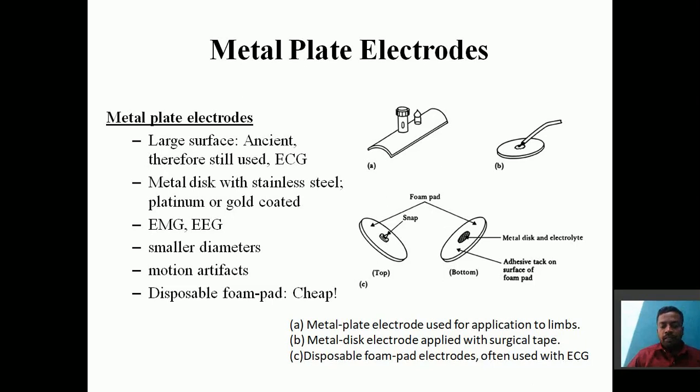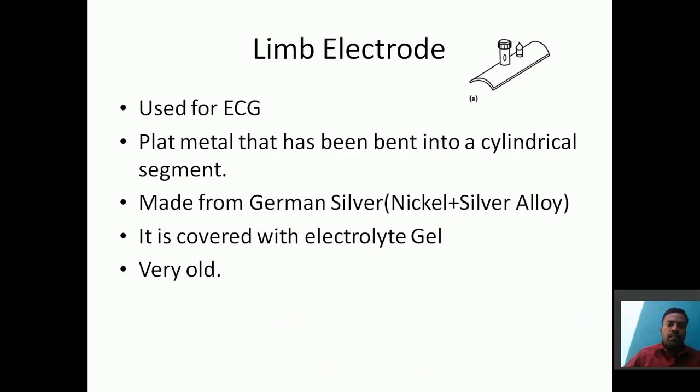We will see them one by one in detail. First is the limb electrode. What is a limb? Limb means arm and hand. If you want to measure the heartbeat, that is electrocardiograph, from the arm, this is suitable for the limb. This electrode is a surface electrode, a metal plate converted into a half cylindrical segment. This cylindrical segment easily fits our limb. On the back side we have the projection.